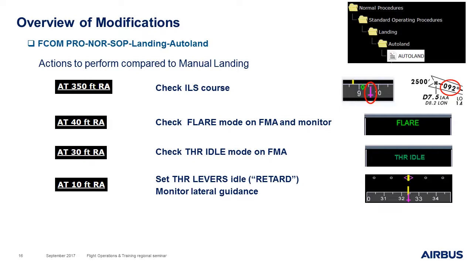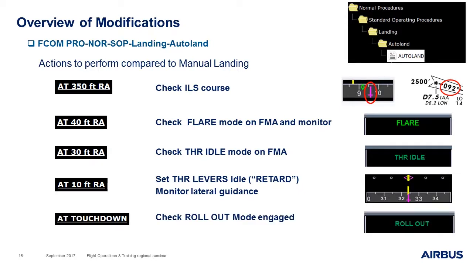You have also to check the lateral guidance and to check that the decrab is well performed by the system. At touchdown, check that the rollout mode is engaged. And finally, at the end of the rollout, AP off.